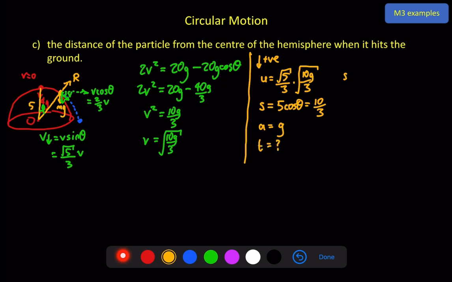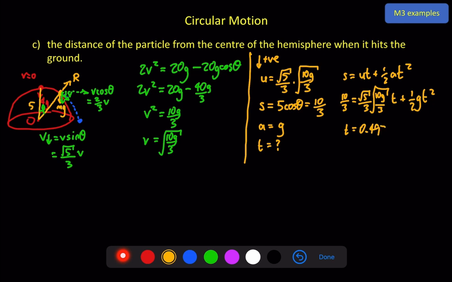So here we've got s is equal to ut plus 1/2 at squared, and we get to solve the quadratic equation. So 10/3 is equal to this horrible thing here, √5/3 times √(10g/3), t plus 1/2 of g t squared. I'm not even going to pretend to try and keep this in exact form or to do the work of solving it. I'm just going to throw all of this on my calculator and find out what is t. According to my calculator, that gives me a time of 0.4976 or a negative 1.36, which of course we're not going to use. Now we know the time it takes for the particle to hit the ground.